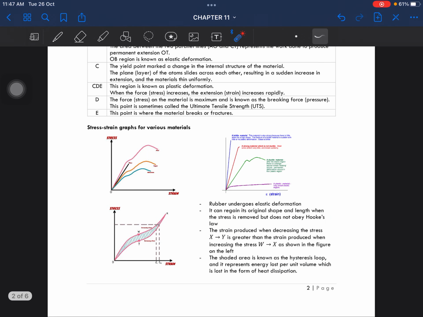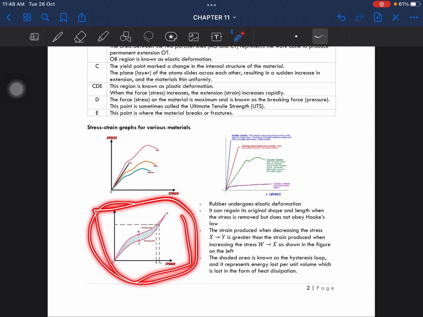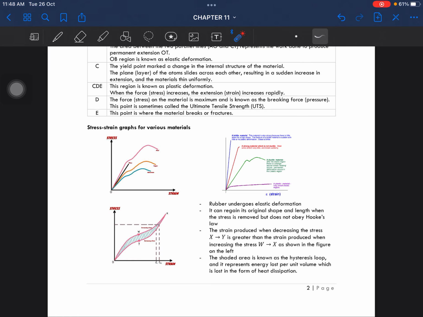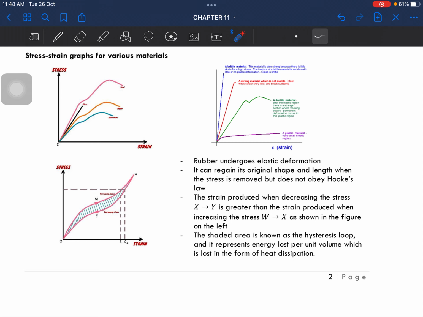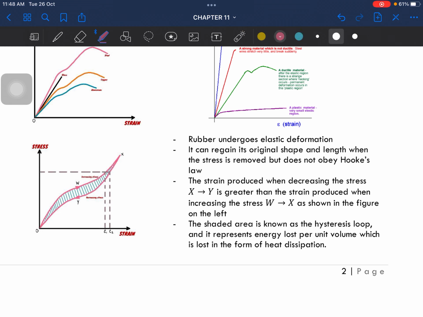So this is the stress-strain graph for various materials. You can just read this. And this one is the stress-strain graph for rubber. Rubber undergoes elastic deformation. It can regain its original shape and length. It does not obey Hooke's law. The strain produced when decreasing the stress, from point X to point Y here, is greater than the strain produced when increasing the stress from point W to point X.